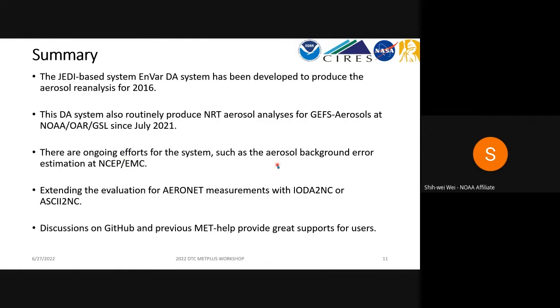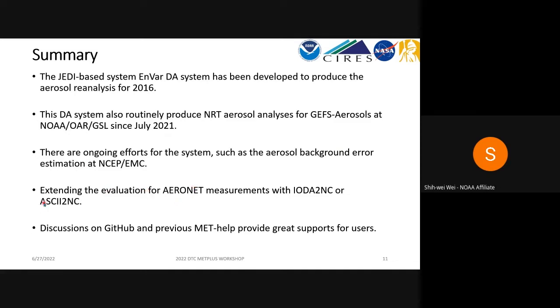So here is my summary. Basically, this ensemble variational DA system has been developed and produced the aerosol analysis for 2016. And this DA system also produces the near real-time aerosol analysis for gas aerosols at GSL since last year. We also have other ongoing efforts for this system, like how we define the aerosol background error estimation, which is currently underway at NCAR.